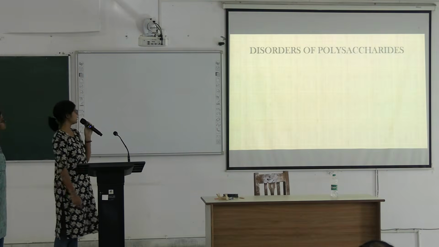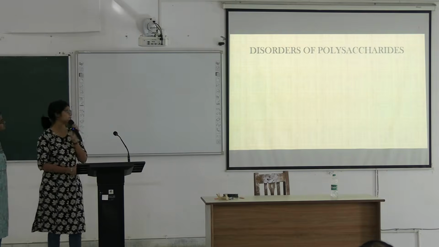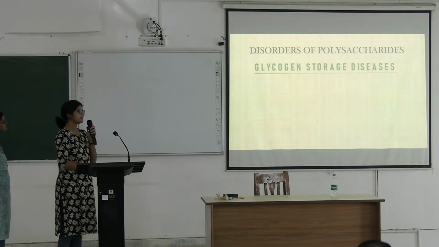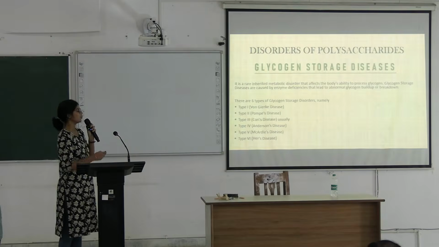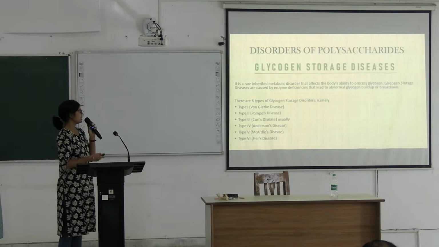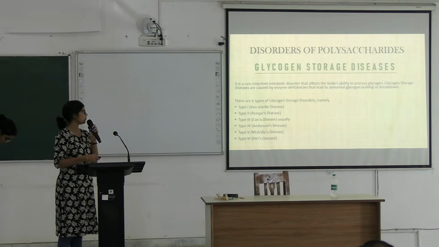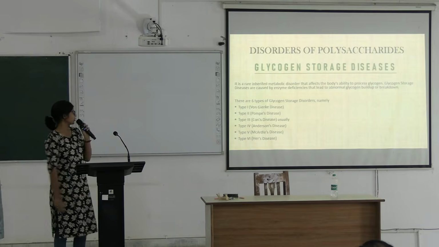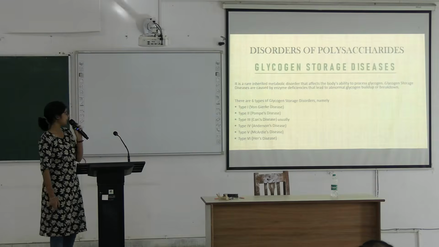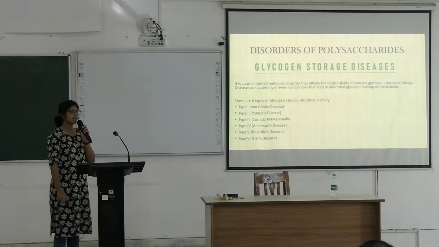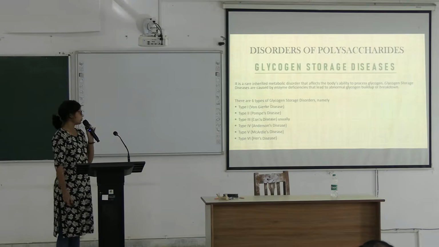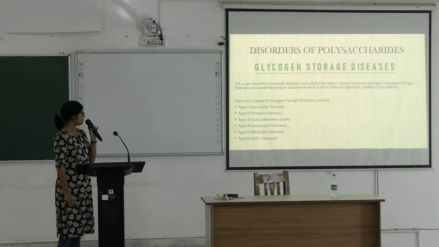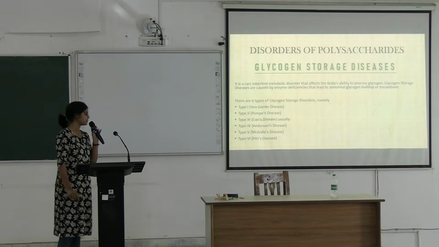So next, moving on to the disorders of polysaccharides, we have one typical example, that is glycogen storage disorder. It occurs when the body is able to produce the glycogen, but it cannot build up or break down or use the glycogen in an appropriate way. The glycogen storage disorders are of mainly 6 types, namely type 1, also known as von Gierke's disease, type 2, known as Pompe's disease, type 3, known as Cori's disease, type 4, known as Andersen's disease, type 5, known as McArdle's disease, and type 6, known as Hers' disease.